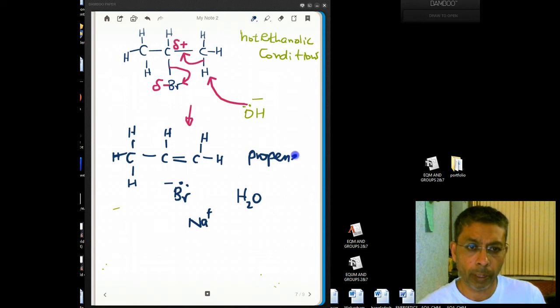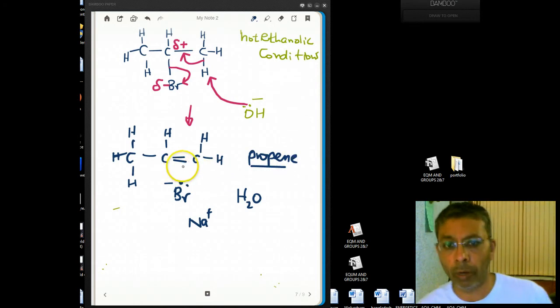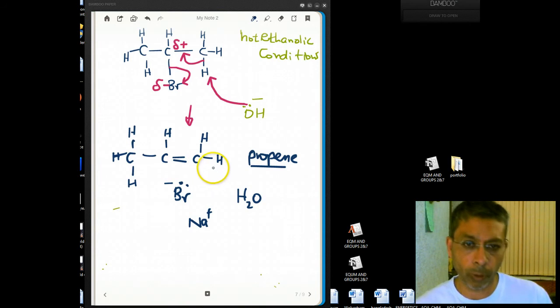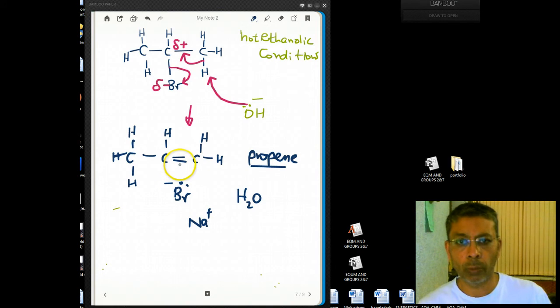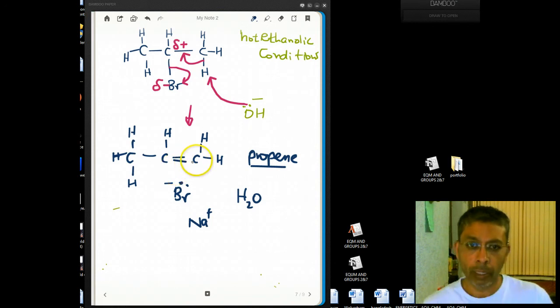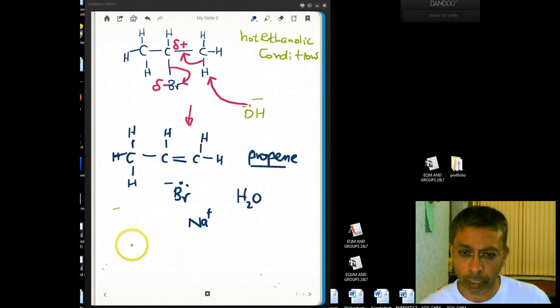propene. Okay, and that would be useful because you could then go on to polymerize your propene to make polypropene, or your ethene to make polyethene, etc. So it's a way of making polymers. Okay, and this reaction is called an elimination mechanism.